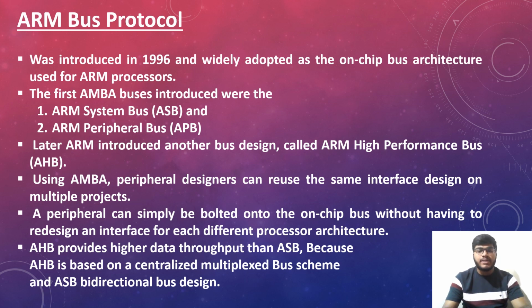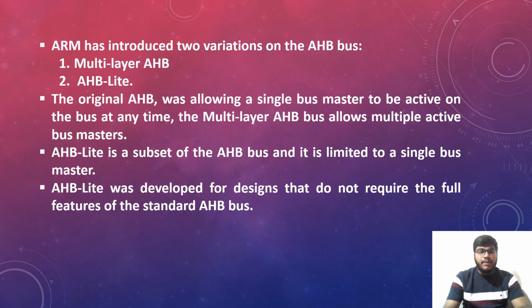The AHB provides higher data throughput than ASB because AHB is based on the centralized multiple bus scheme and the ASB depends on the bidirectional bus design. So AHB provides higher data throughput than the ASB. And ARM has introduced two variations in the AHB bus, the multi-layer AHB and the AHB Lite.